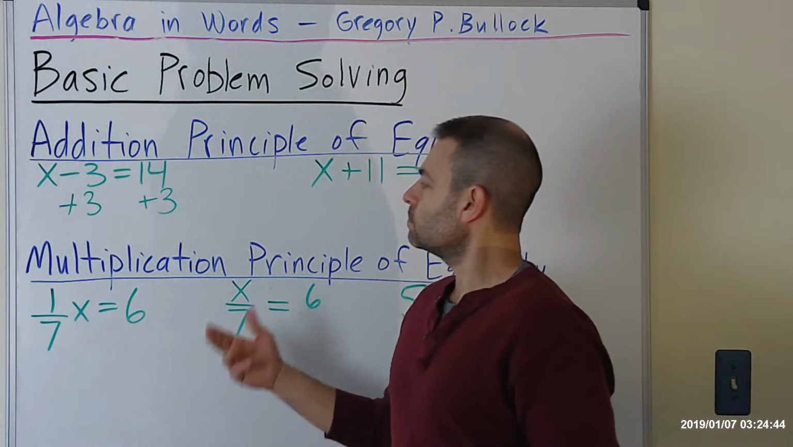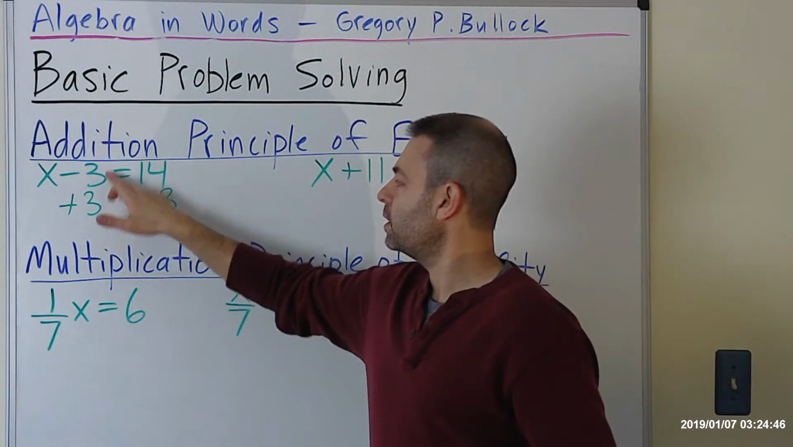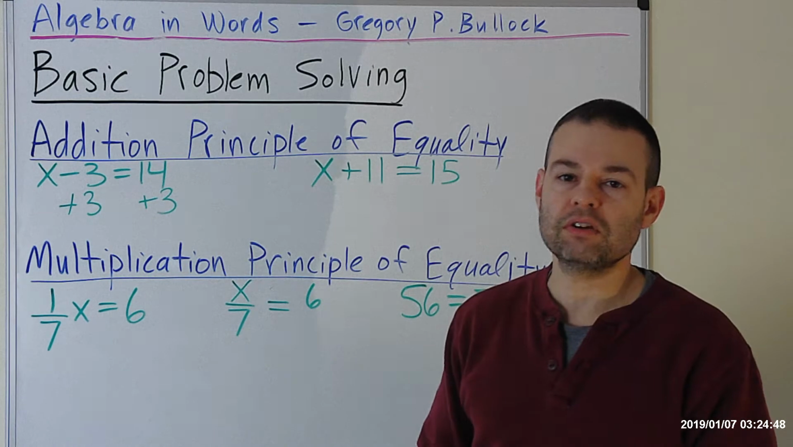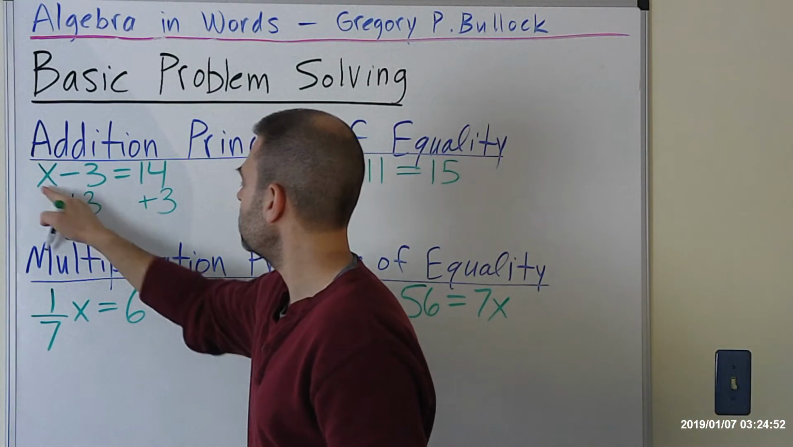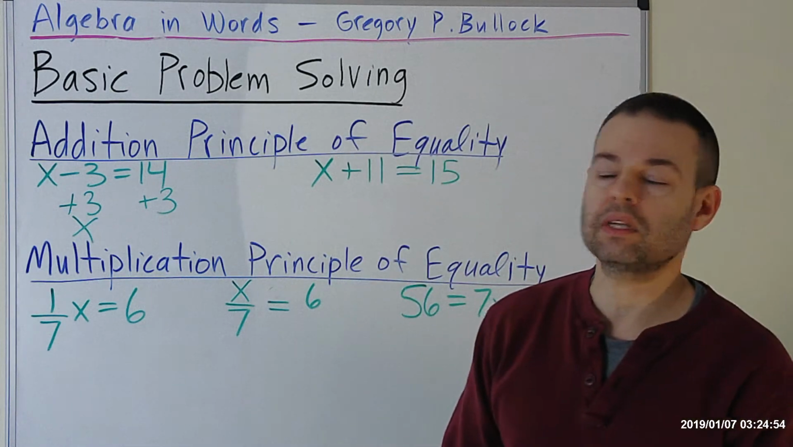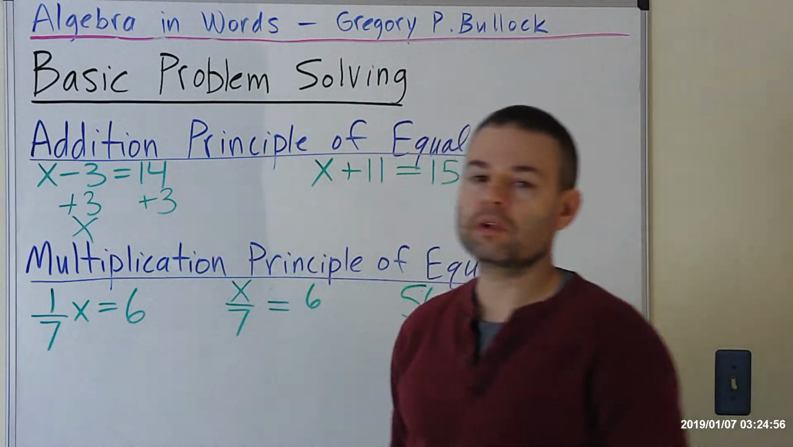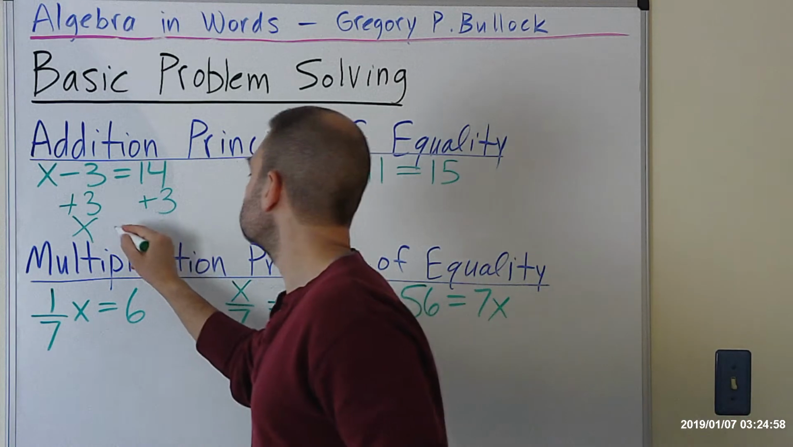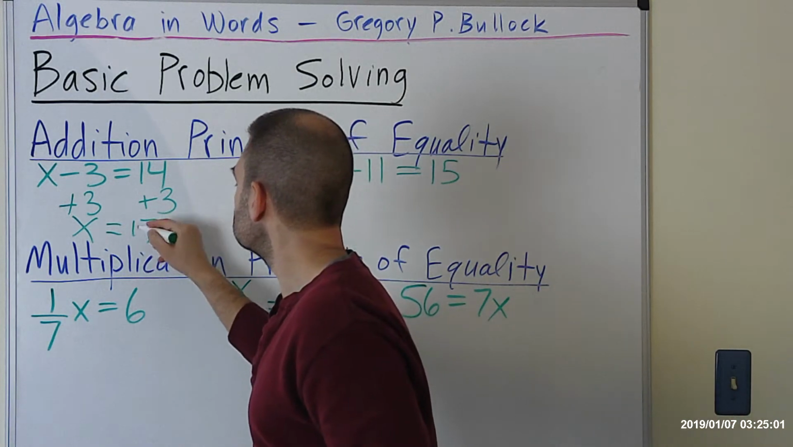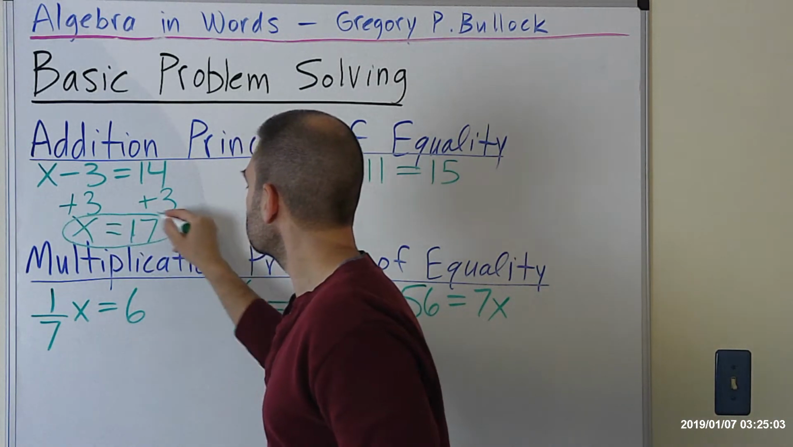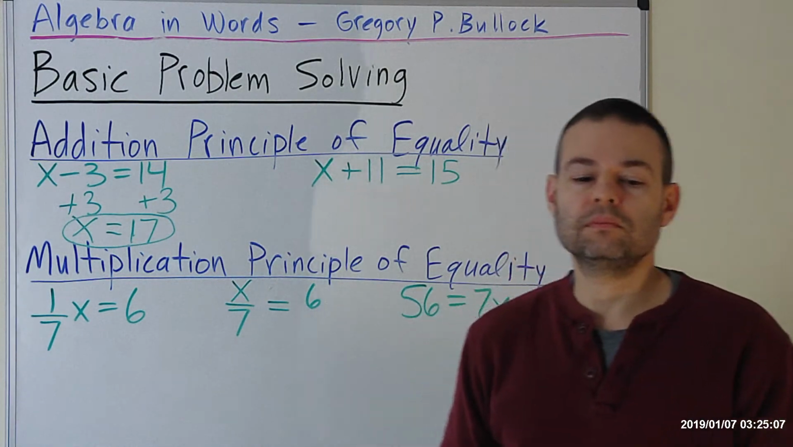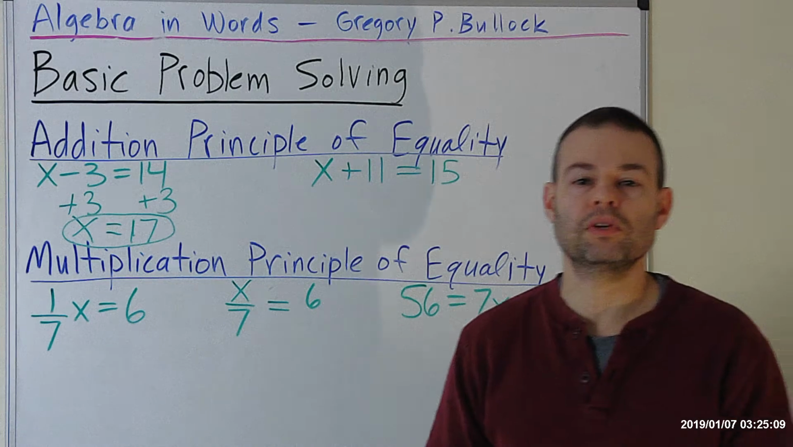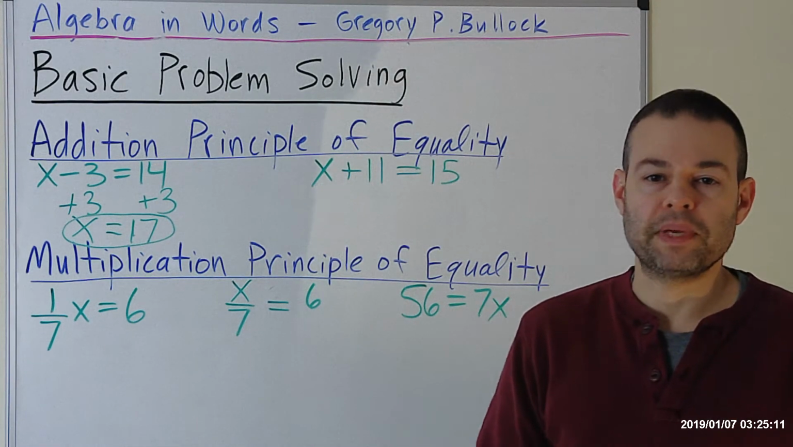So negative 3 plus 3. This cancels out the negative 3 to 0 on the left. So I'm just going to write x because you only have x now on the left. And on the right, add 14 plus 3, and that's 17. So the answer to that would be 17. A fairly simple problem, but again, it's to exemplify the basic principles behind that.